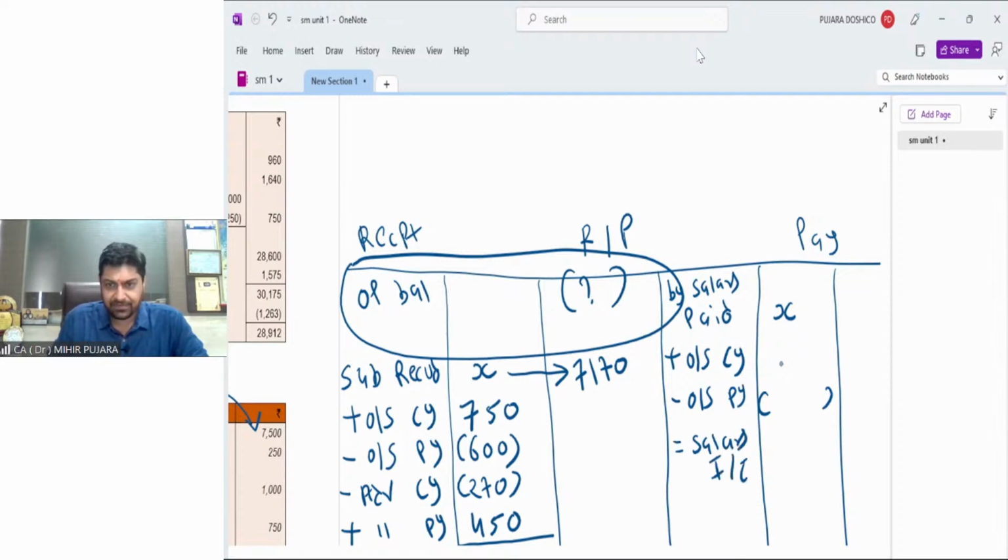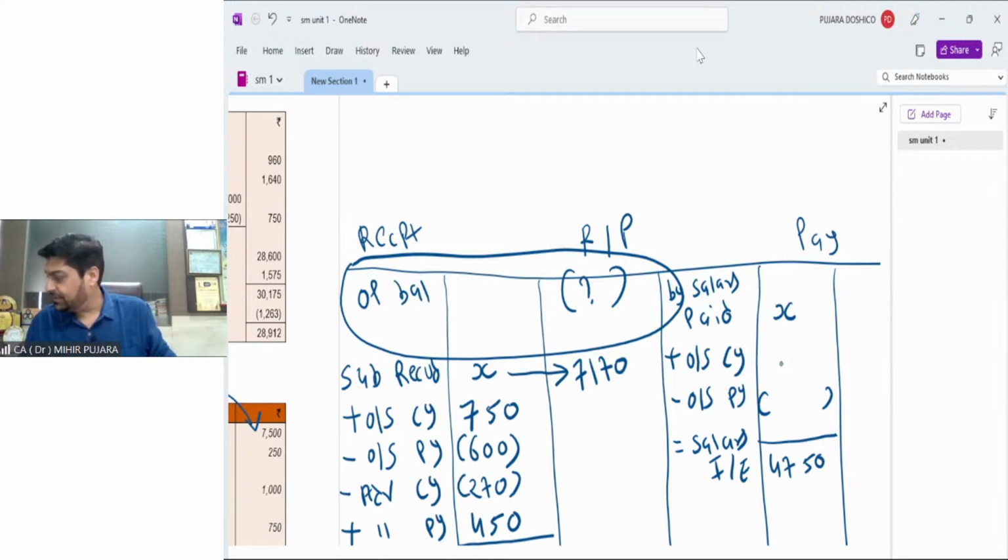Equal to salary of IED, which is given 4750. And what is the outstanding salary of the current year and previous year? So 450 is the current year and 400 is the previous year.